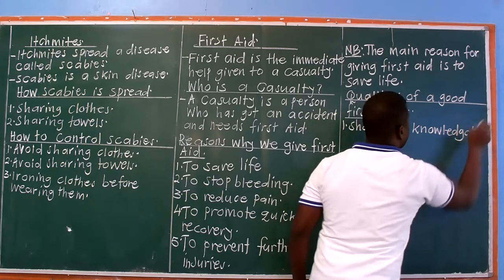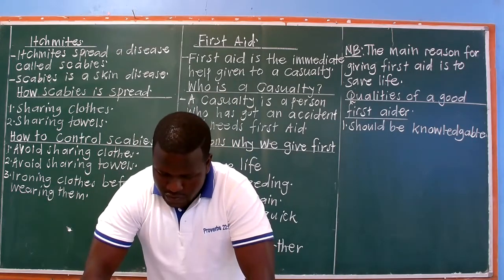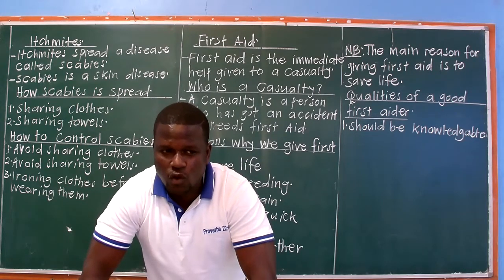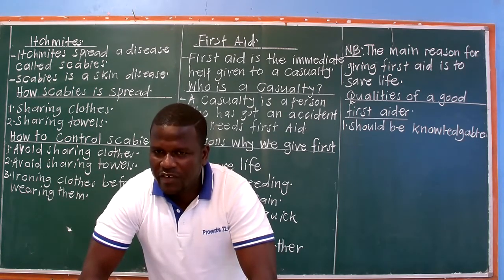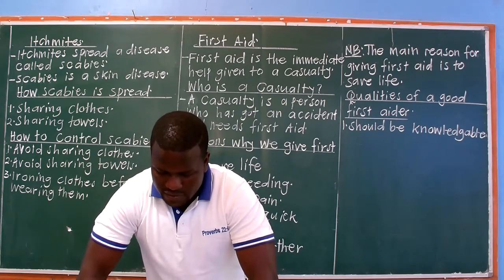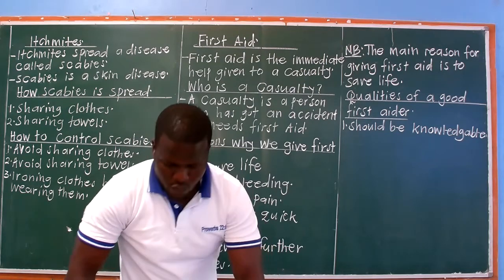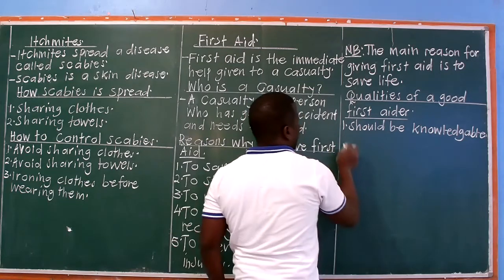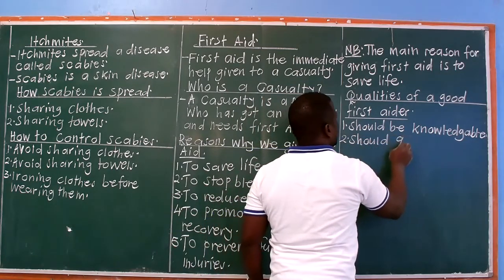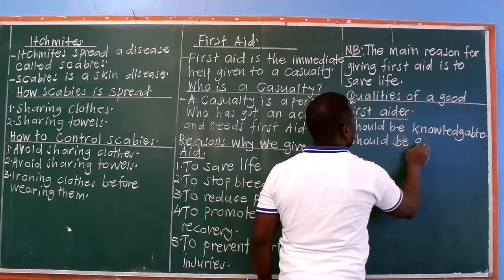When we say a good first aider should be knowledgeable, what do we mean? It means that this person should know what to do. Not guessing, not gambling. You should know exactly what to do. If you are giving first aid for nose bleeding, it should be that, not giving something else. Number two, a good first aider should be quick. Remember, we are saving life. Should be quick.